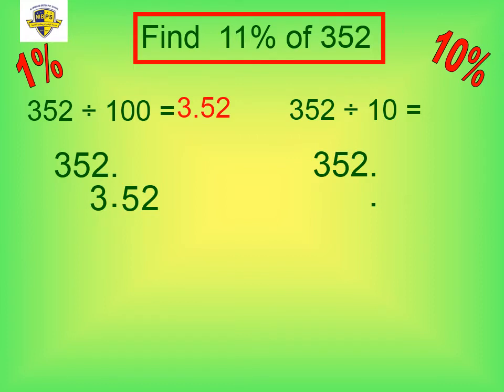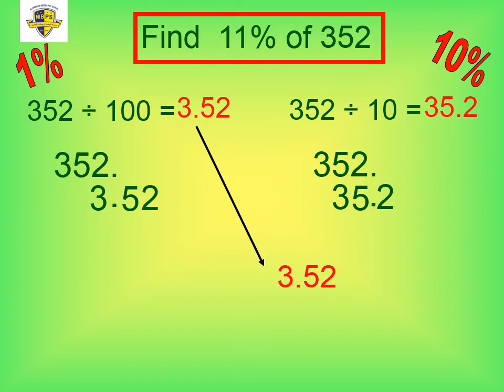Okay, now tell me, after I find 1% and 10%, what do I have to do to find 11%? Excellent, we have to add these two numbers. Let's add it. 3.52 plus 35.2.